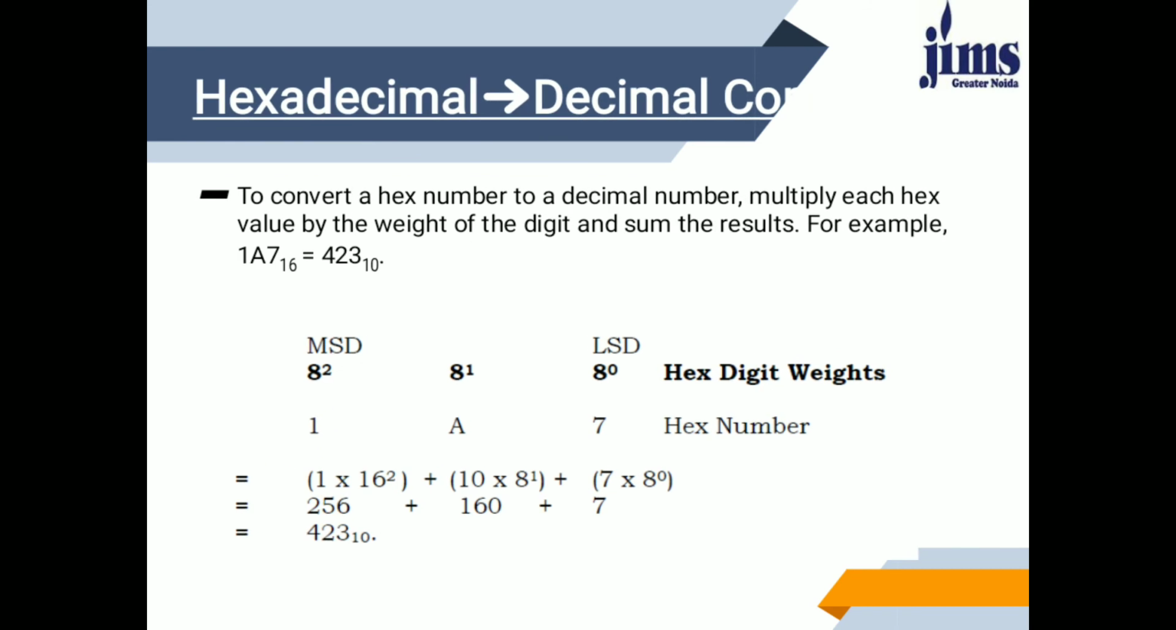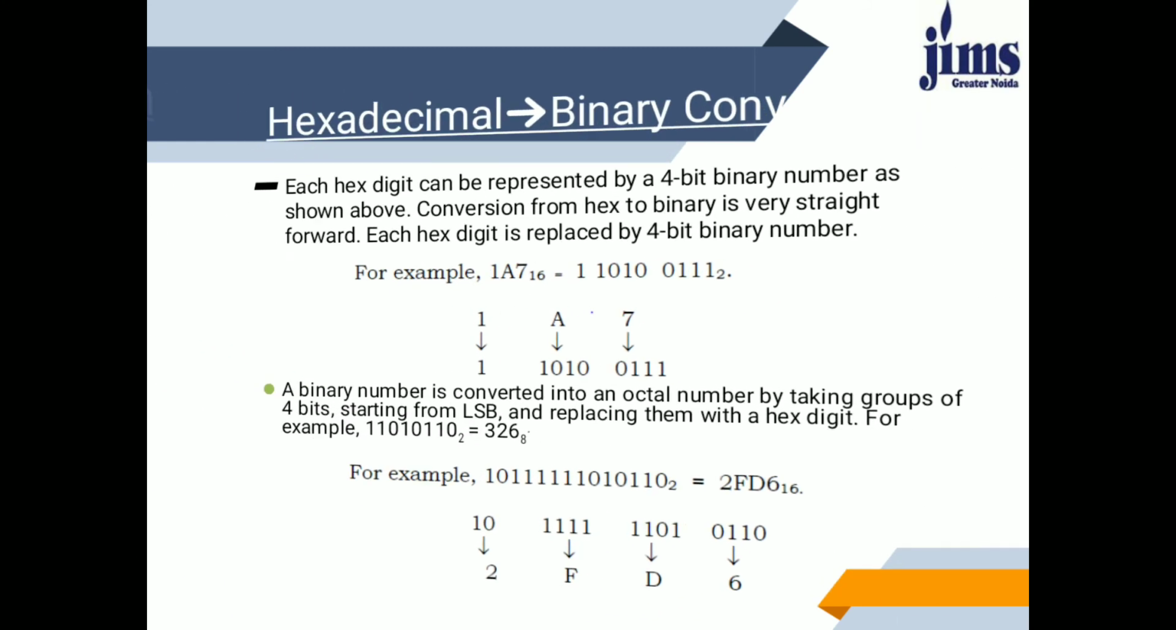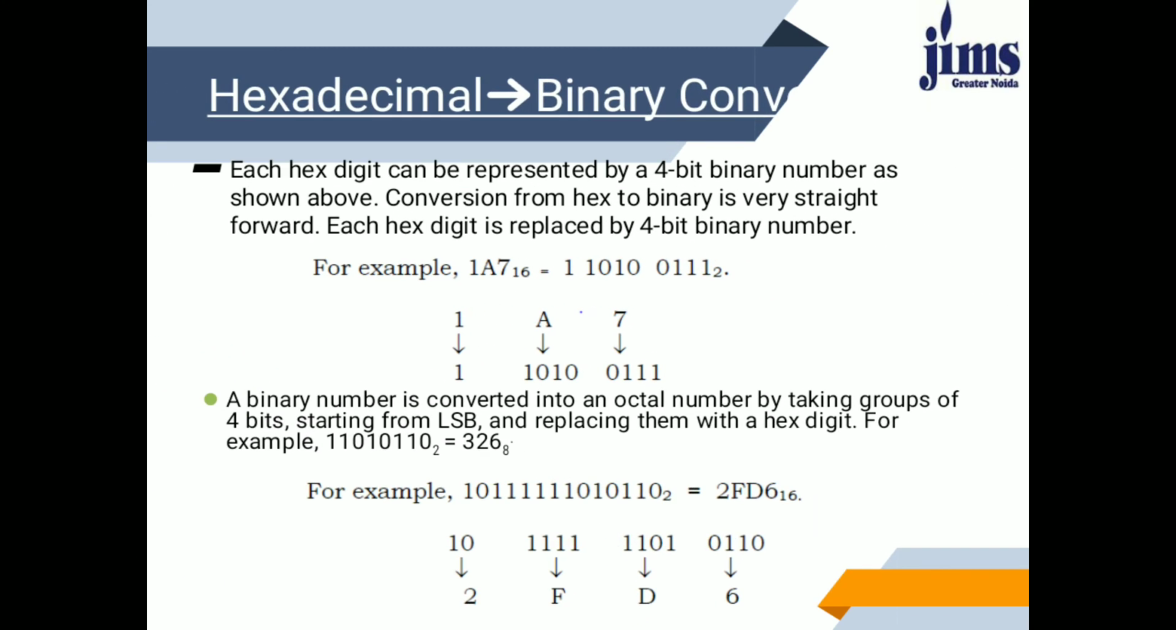Now, to convert back this hexadecimal number into decimal number, we need to again multiply each and every number with their positional weight, that means 16 raised to power 2, 3, 4 and so on. So in this way we can convert. Likewise we have converted octal number into binary, we can also convert hexadecimal number into binary directly.